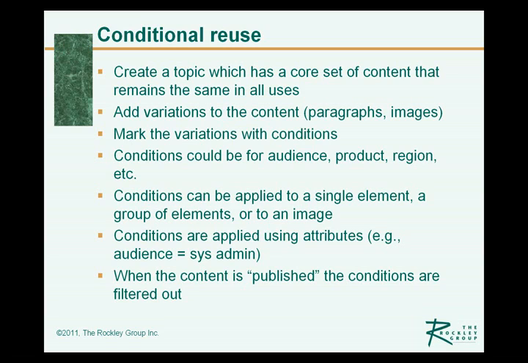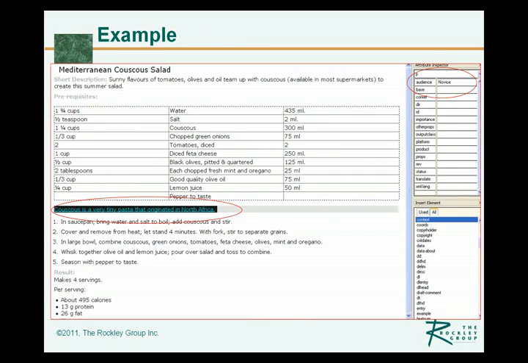So I gave an example here. You might have audience. So you go under your audience and you click on it and it drops down and you say, oh, I want sysadmin. So you pick the sysadmin, and then that will only appear when you publish your content for system administrators. All the rest of it is filtered out. That is not applicable. So you've got core, everybody sees, then you have the variations that only some groups see.